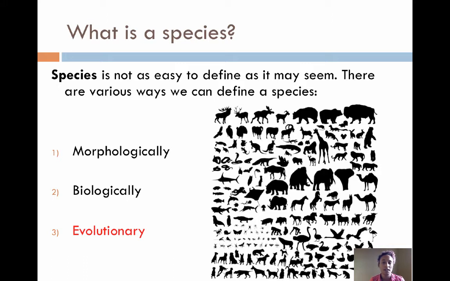So what is a species? Well, it's not quite that easy to figure out exactly what a species is. And there's a couple of different ways that we could approach it. We're going to look at 3 different ways today, focusing on the evolutionary one. So if you're writing anything down, make sure you copy that down.